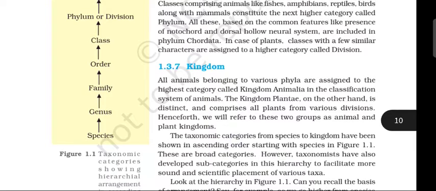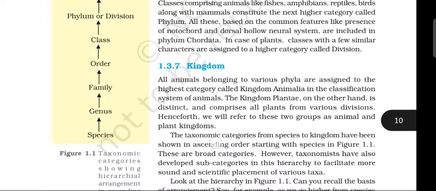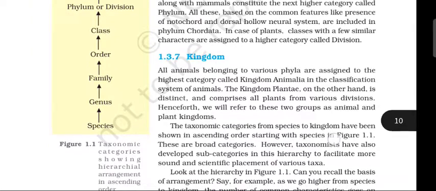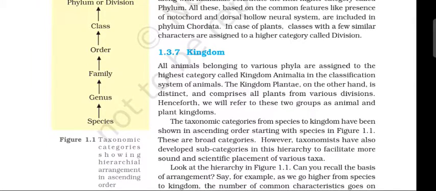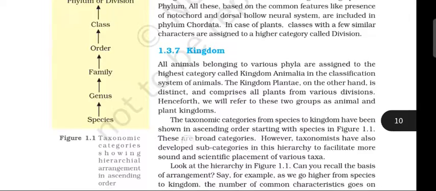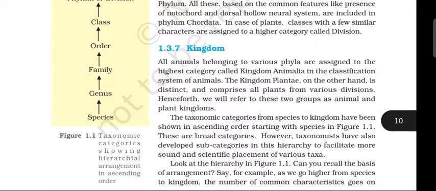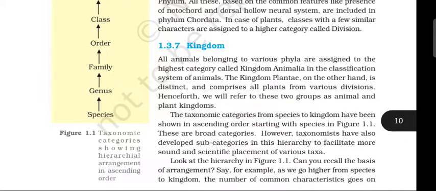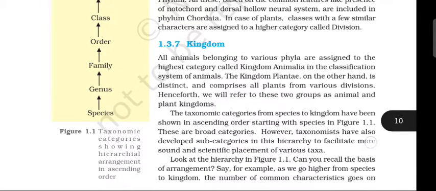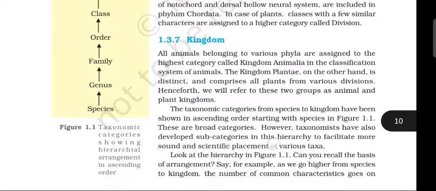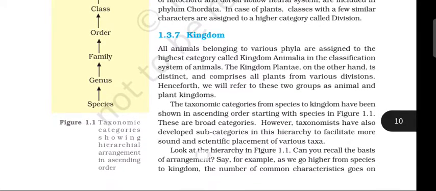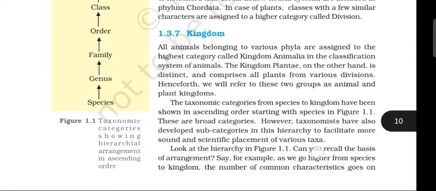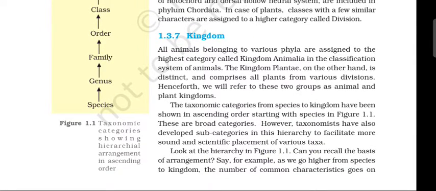The taxonomic categories from species to kingdom have been shown in ascending order, starting with species, in figure 1.1. These are the main categories. However, taxonomists have also developed subcategories in the hierarchy to facilitate a more sound and scientific placement of various taxa. Look at the hierarchy in figure 1.1. Can you recall the basis of arrangement?